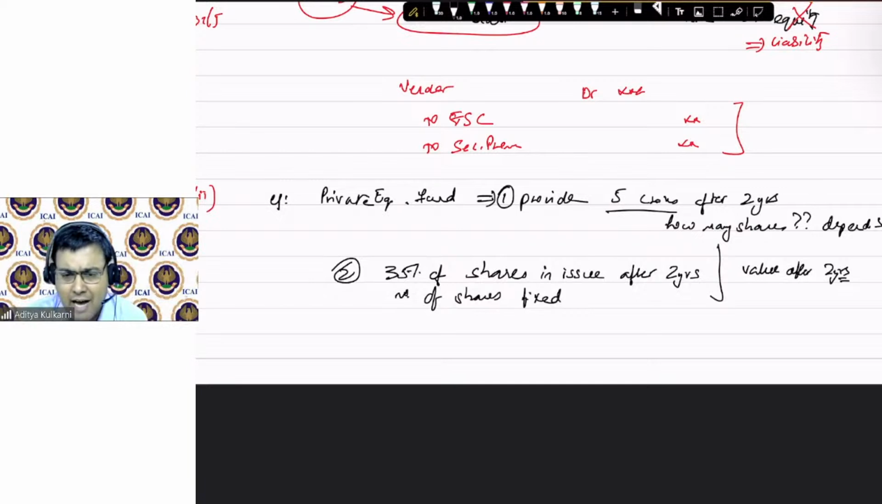Is it okay? Have you understood the second case? Yes. It is placing a demand for a fixed number of shares. Valuation depends on how much is there, but the number of shares is fixed. That means how much I have to issue is fixed on that. In the first case, the equivalent amount is fixed. In the second case, the number of shares is fixed.